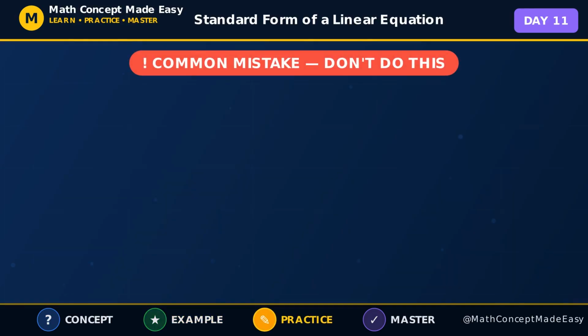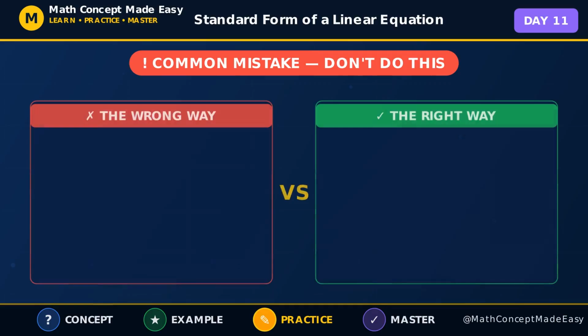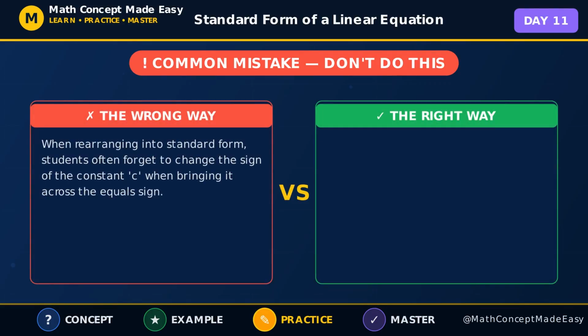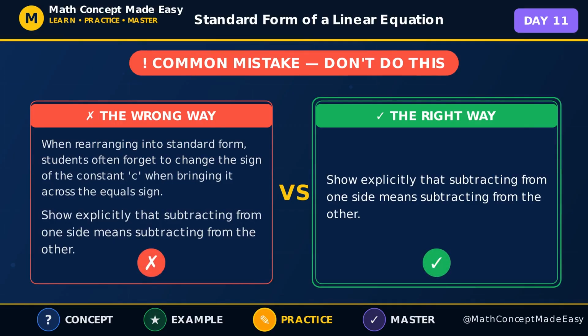Now, a quick warning, because I see students lose marks on this every single year. Before I show you, think about what could possibly go wrong here. 3, 2, 1. When rearranging into standard form, students often forget to change the sign of the constant c when bringing it across the equal sign. Show explicitly that subtracting from one side means subtracting from the other. Compare the wrong way and the right way on screen, and promise yourself you will never fall for this one.